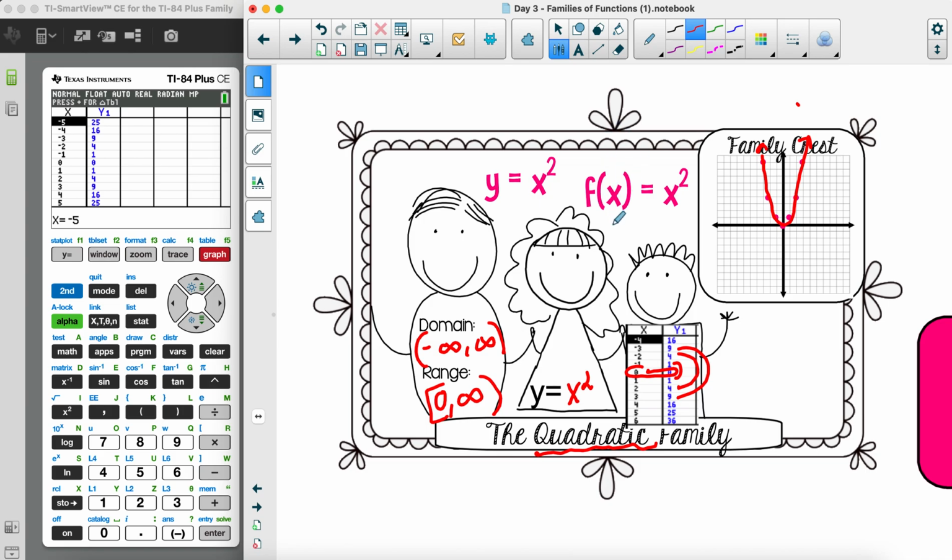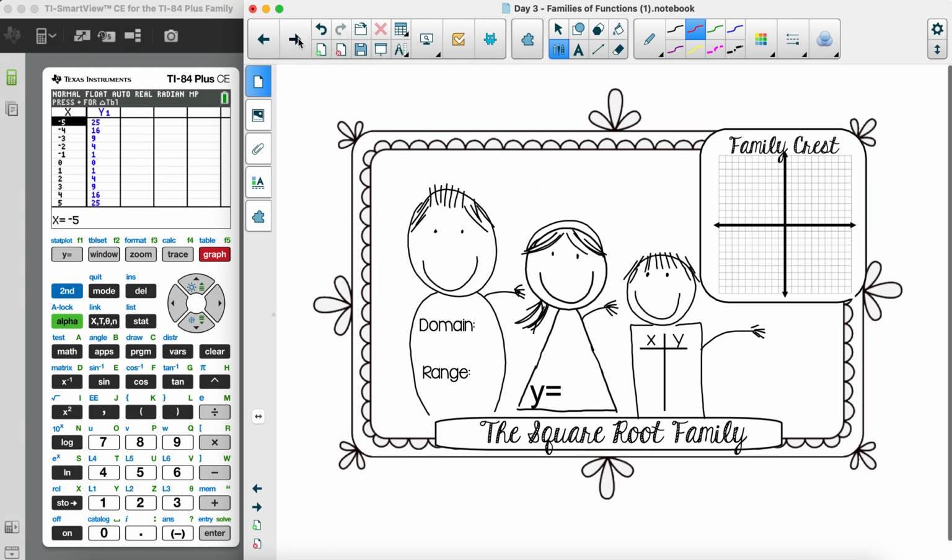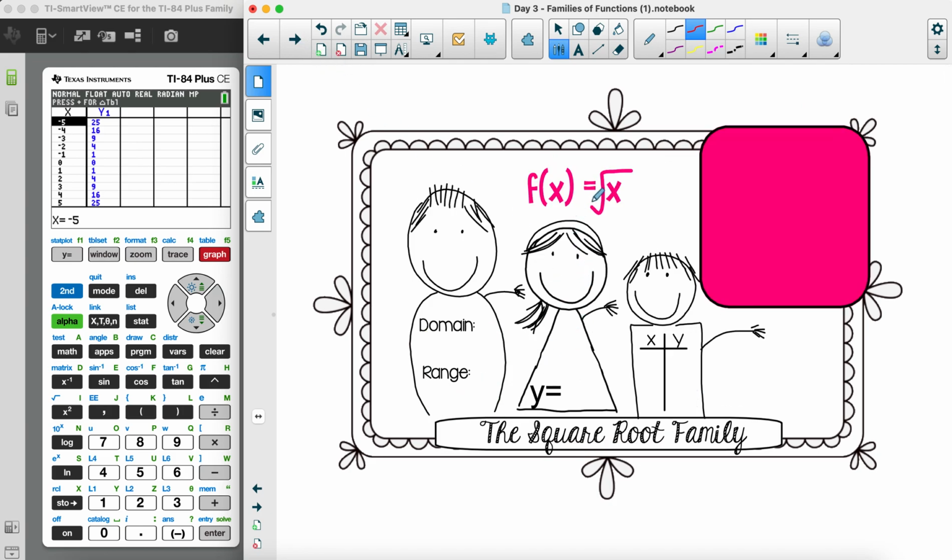Linear, quadratic. So now we're going to start with the ones you haven't seen yet. So you should be following along in your packet. Here comes the next one. This is your square root function. So see the word square root. So you want to write square root of x.